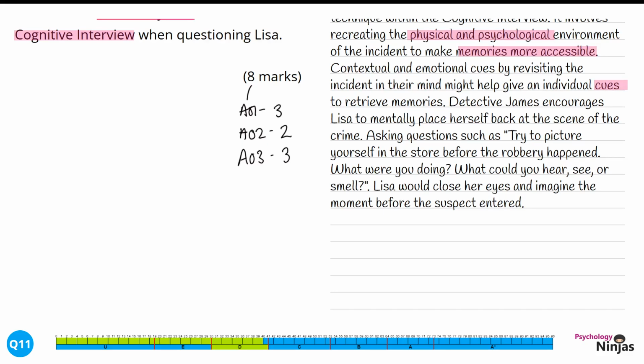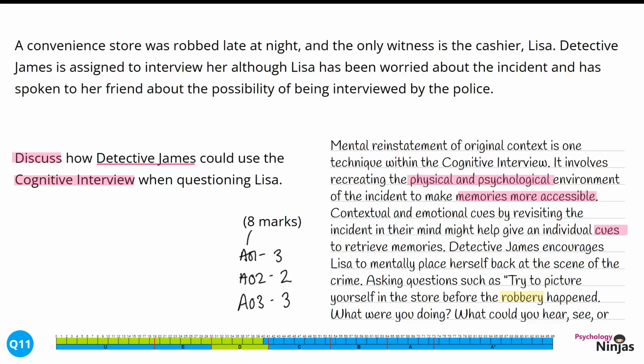We've got a clear link into the STEM here by including robbery in our discussion and the questions that Detective James is asking. It's really important here that we do more than just use the names Detective James and Lisa. In our application, we want to use lots of bits of the STEM, so we've ticked robbery off here so that we know we're using a wide variety of material to show our application skills.